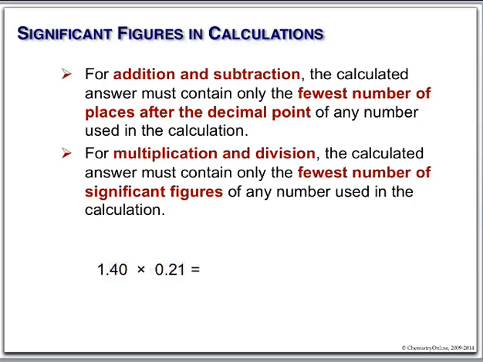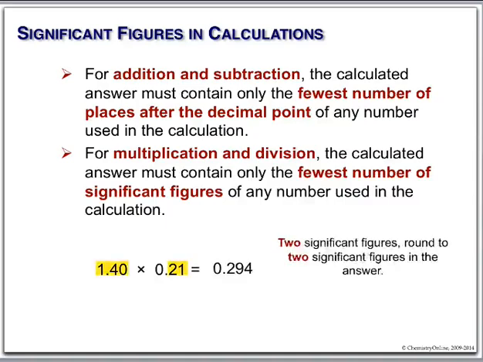Multiplication. Now is when you look at significant figures in each number. Here we have a decimal point, so this is three, isn't it? Decimal point, no leading, this is 2. We multiply these together, calculator says 2.294. We must round this to two significant figures, or 0.29.